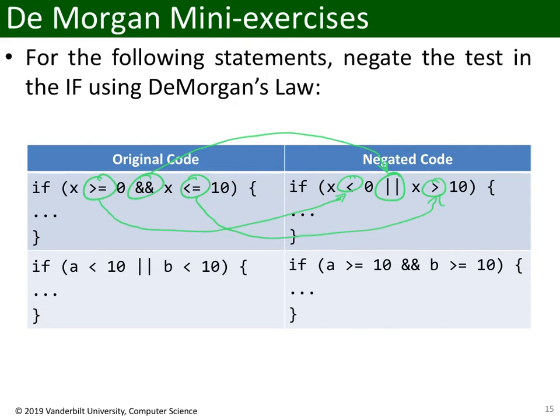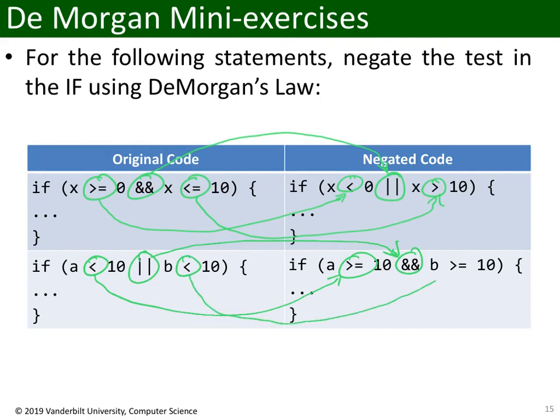In the bottom, if A is less than 10 or B is less than 10, we were going to do some set of statements. So to negate this entire Boolean expression in this if statement, we will flip the less than to a greater than or equal to. We will flip the or to an and, and we will flip the less than to a greater than or equal to.